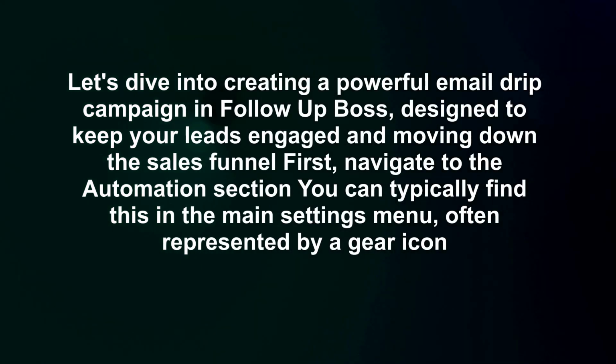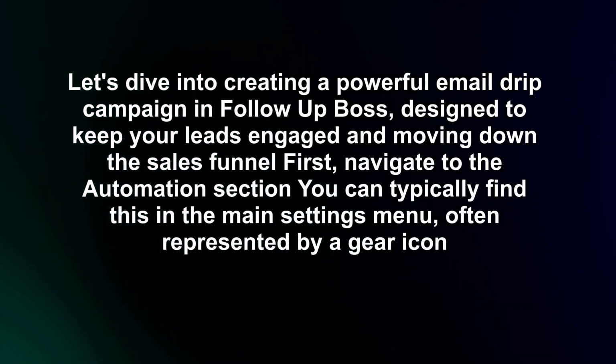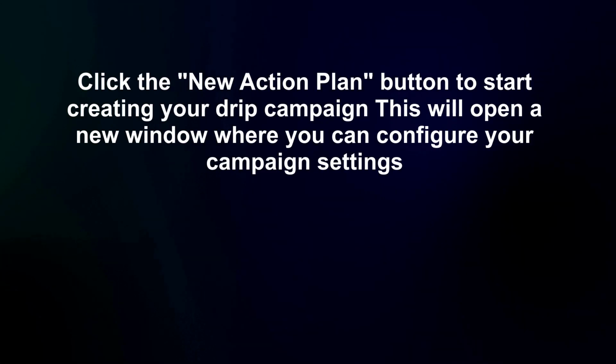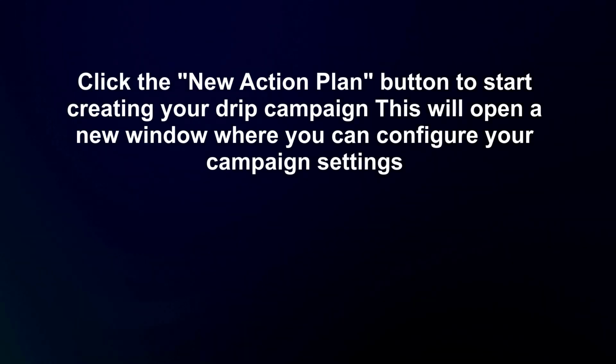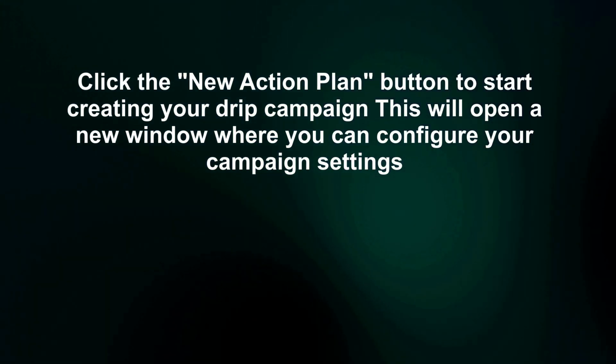First, navigate to the automation section. You can typically find this in the main settings menu, often represented by a gear icon. Click the New Action Plan button to start creating your drip campaign. This will open a new window where you can configure your campaign settings.